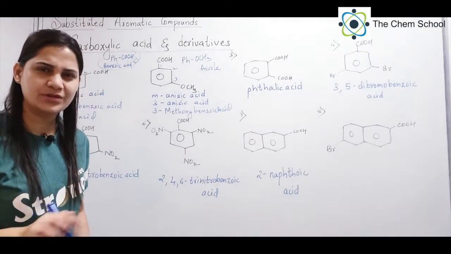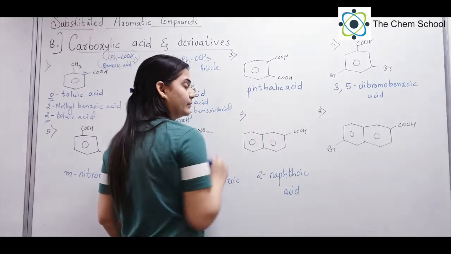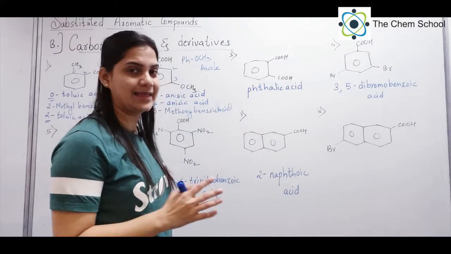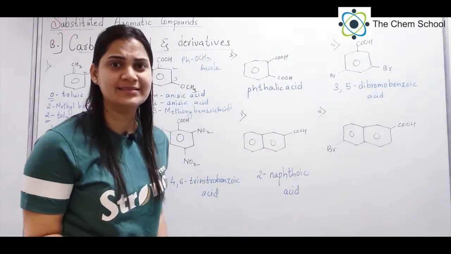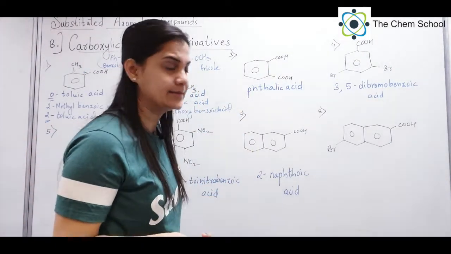Have a look at the next one. This is pretty simple. If you have benzene with two COOH together, then it is called phthalic acid. I repeat, it is called phthalic acid.